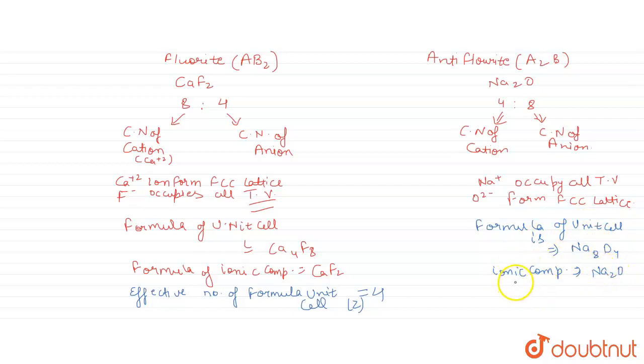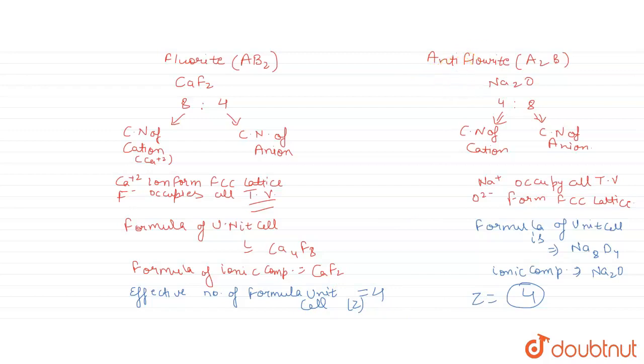So effective number of formula unit cell for this case also is 4. Effective number of formula unit cell in this case, that is in antifluoride structure, is also 4. That is Z is also 4 in this case. So in this antifluoride and fluoride structure, for both of these structures, effective number of formula unit cell is 4.